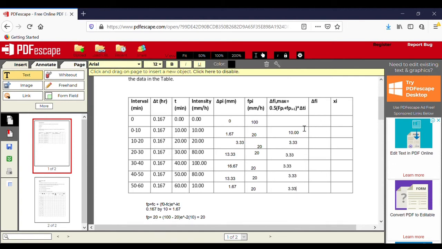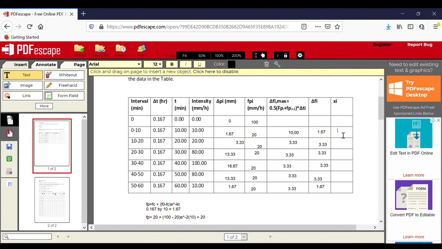The next would be to obtain your change in F. This is gotten from the change in FP. You take this and this, whichever is minimum. This is minimum, 1.67, so you put here 1.67. And then the next one, which is minimum, they are the same, so 3.33.